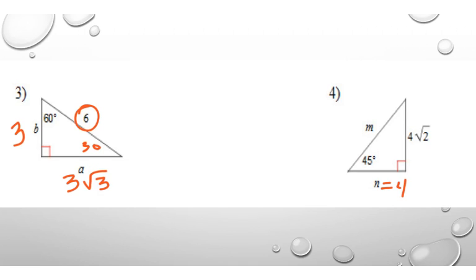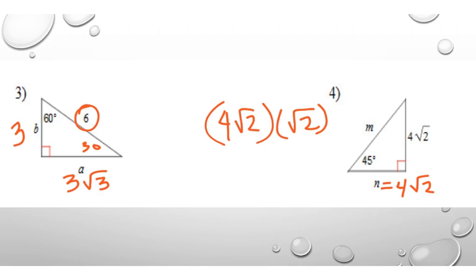So in the next one, we've got an isosceles right triangle, so 4 square root 2, and that's isosceles there. And then remember, to get the hypotenuse, we're going to take the leg, and we're going to multiply by square root 2. So square root 2 times square root of 2 is 2, times 4, this is 8.